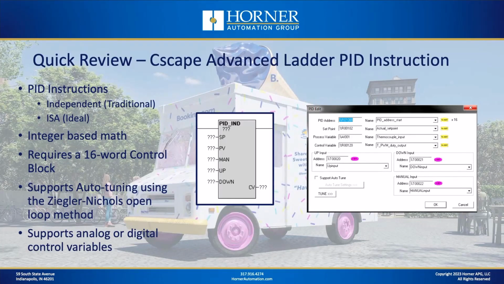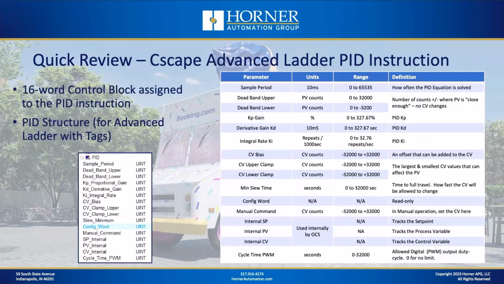Another feature of our PID instructions is that they can support either a digital control variable. In other words, if you need to turn something on and off rapidly, like a heater, that's a digital control variable. You can also use an analog control variable. That would be the example of our pizza oven: the proportional valve that opens between 0 and 100% to let in more or less gas, not just an on-off scenario. So we support both digital and analog control variables with our PID instructions.